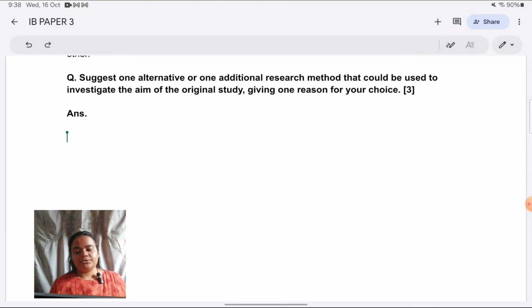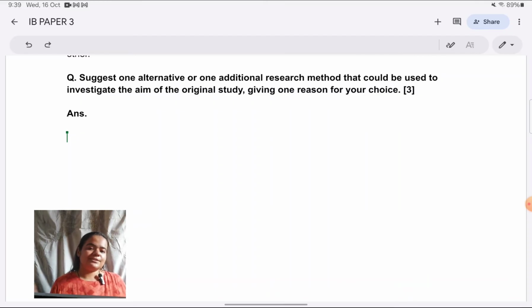Okay, another question within the first set of questions which are fixed is: suggest one alternative or one additional research method that could be used to investigate the aim of the original study. Give one reason for your choice. In this answer, two things are very important. One, to be very explicit about the method you're giving. Is it alternative or is it additional? There should be no confusion in the researcher's mind.